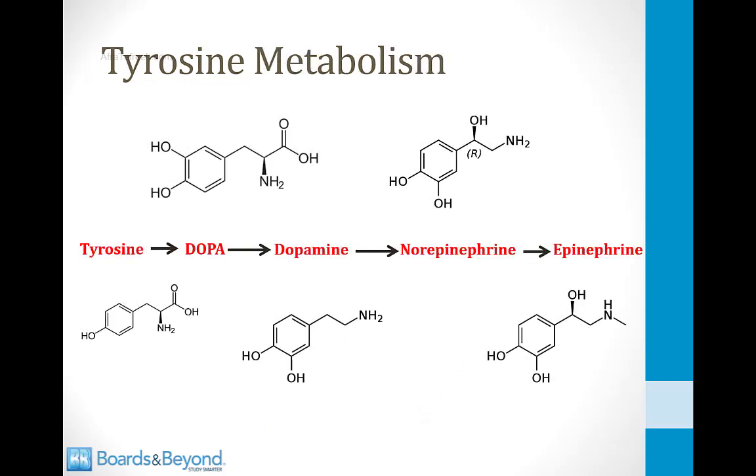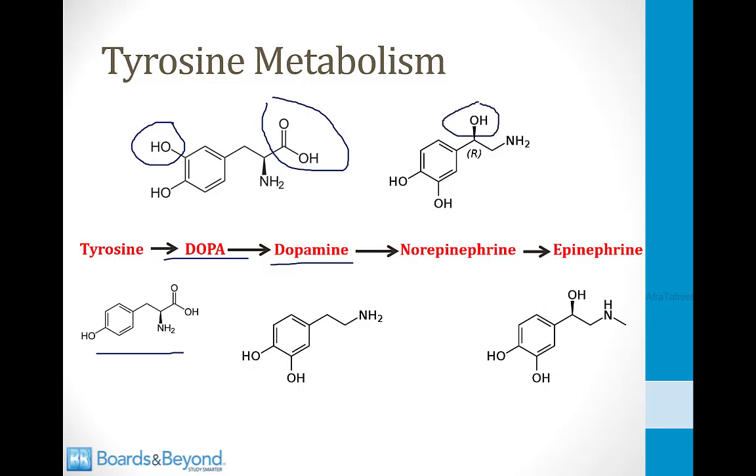The first step in the metabolism of tyrosine is synthesis of a molecule of dihydroxyphenylalanine, or DOPA. DOPA differs from tyrosine only by the addition of a hydroxyl group, as I've circled right here. From DOPA, you can synthesize a molecule of dopamine by removal of the carboxylic acid group at the end of the molecule. Dopamine can be converted into norepinephrine by addition of a hydroxyl group.